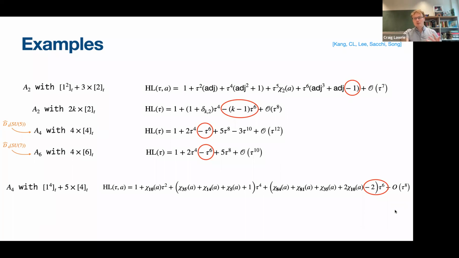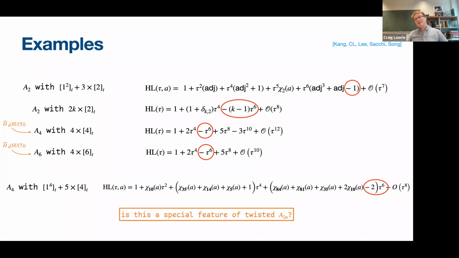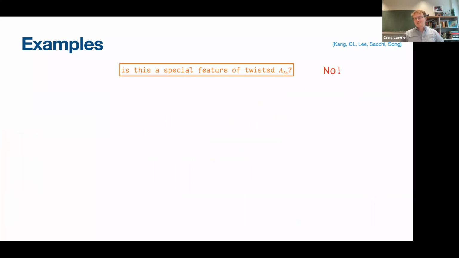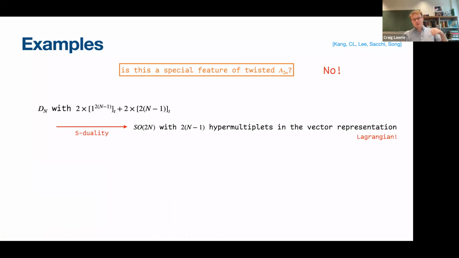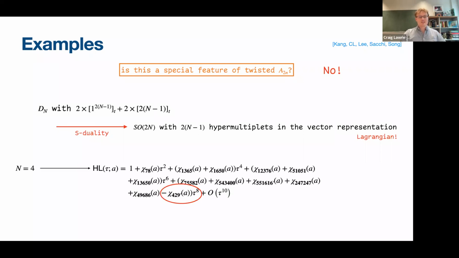Okay, so I've given you a bunch of examples in the A-even class S theories, and A-even are known to be rather special. So maybe I'm telling you something that's a special feature of A-even with twisted punctures, but I'm not. So let me give you a super simple example. Consider the Dn class S theory with 2 maximal twisted punctures and 2 minimal twisted punctures. There exists an S-duality frame of this theory where it's just a Lagrangian theory. It's SO(2n) with 2n minus 2 hypermultiplets in the vector representation. Okay, that's nice. We always like Lagrangian theories.